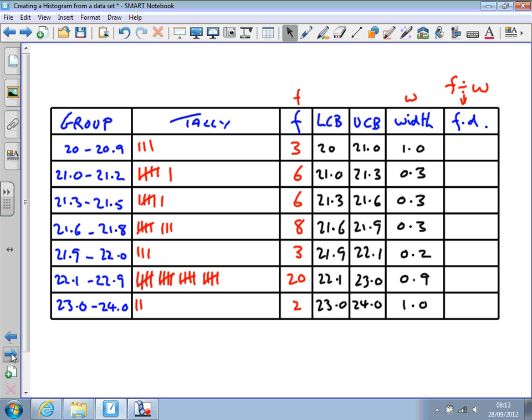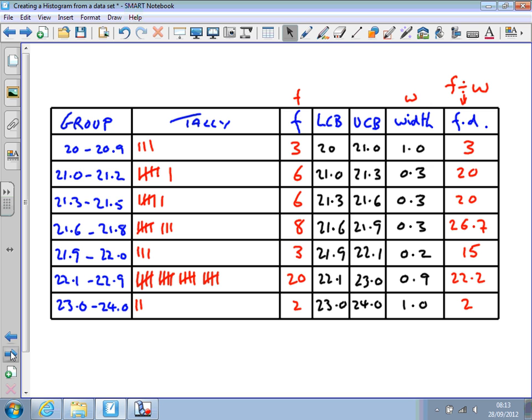And now, finally, we need the frequency density. And remember, to find the frequency density from the formula, it's the frequency divided by the width of the group. So it's this number, the frequency, divided by the width of the group. 3 divided by 1 is 1, and so on. 6 divided by 0.3 is 20. And in that way we can complete the column and end up with the frequency density.